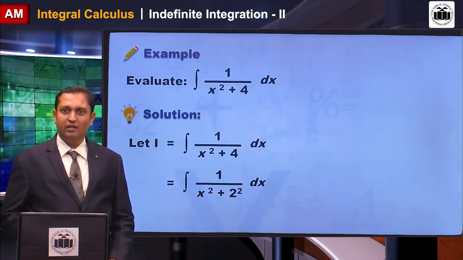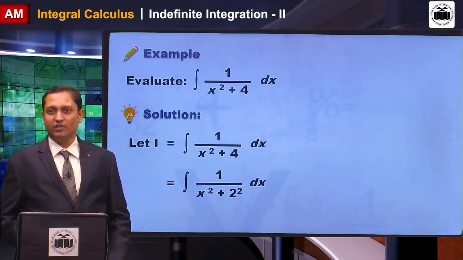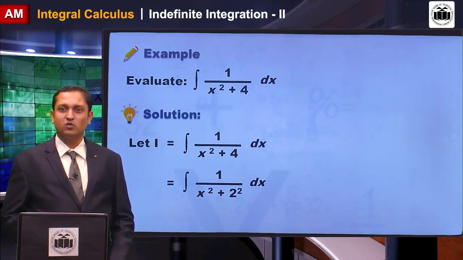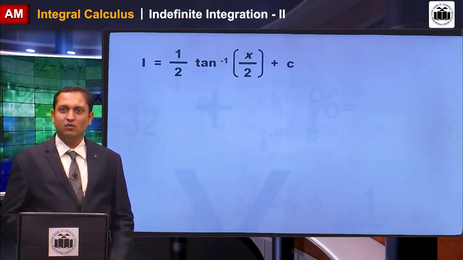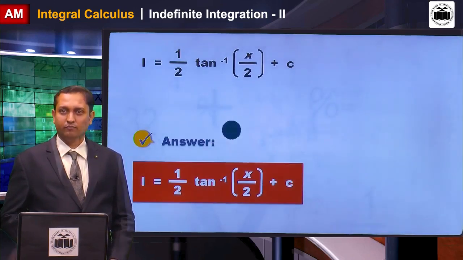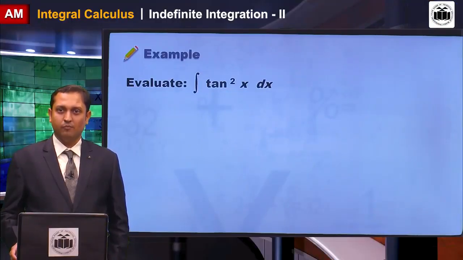So here what we are doing, instead of 4 we have taken it as 2 square. What that does is that it matches the given integral with the formula integral 1 upon x square plus a square dx, and the formula for integral 1 upon x square plus a square dx is nothing but 1 upon a tan inverse x upon a plus c. So by using that formula we can get the answer as 1 upon 2 tan inverse x upon 2 plus c. What we have done, simply substituted the value of a, which is 2, in the formula, and we get the answer. Now let's come to the next example.